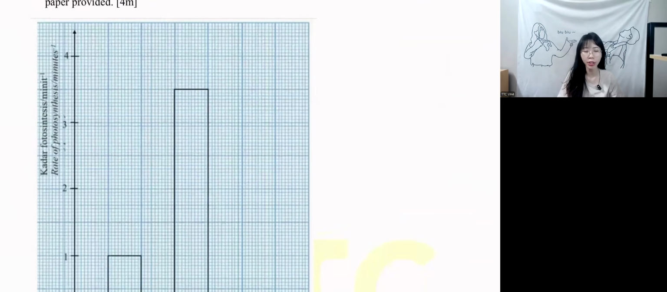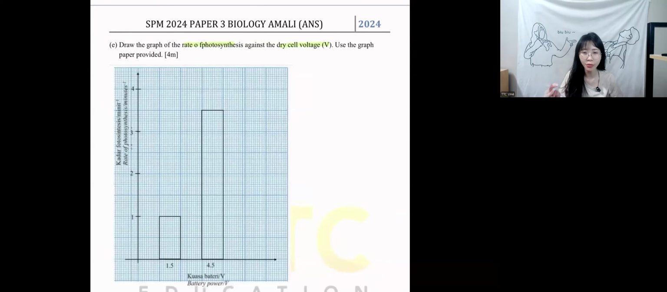Now, why is this question a bar chart? Because the dry cell voltage is a constant number. It's 1.5 and 4.5, and there's only 2. If you draw a graph and there are 2 dots, it's a very weird graph. So they will draw a bar chart when you talk about dry cell voltage.